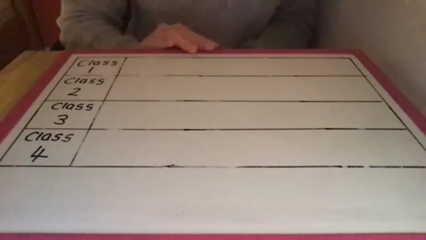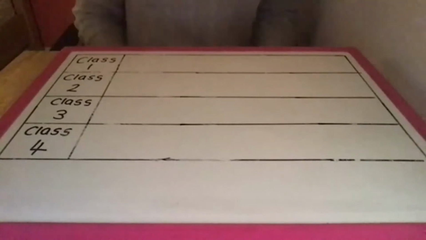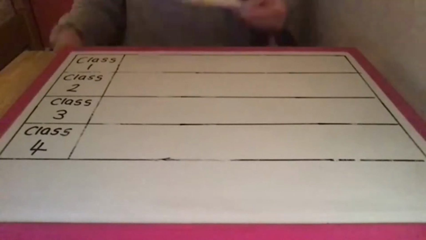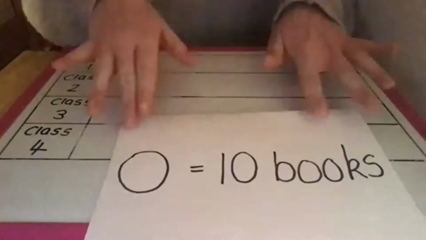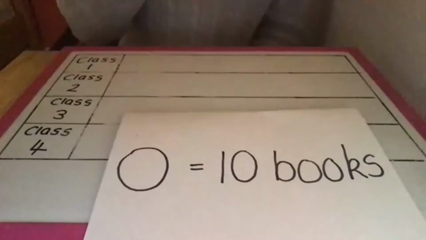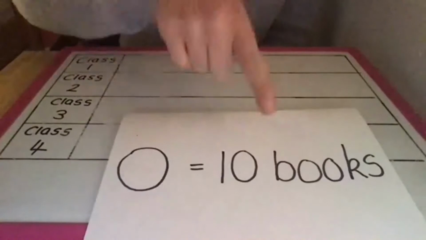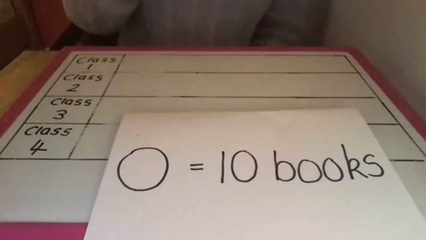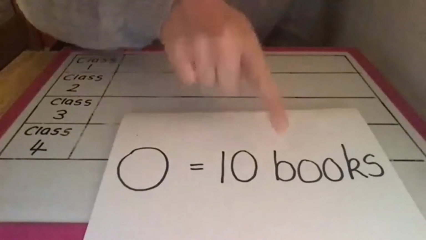Now, before we start creating our pictogram, we need to know what the key is. So how much one picture represents. Well, here is our key for this pictogram. Now, how many books does one circle represent? Well, yes, look, one circle represents 10 books. So rather than last time where our picture represented 5 items, this time our picture represents 10 items.